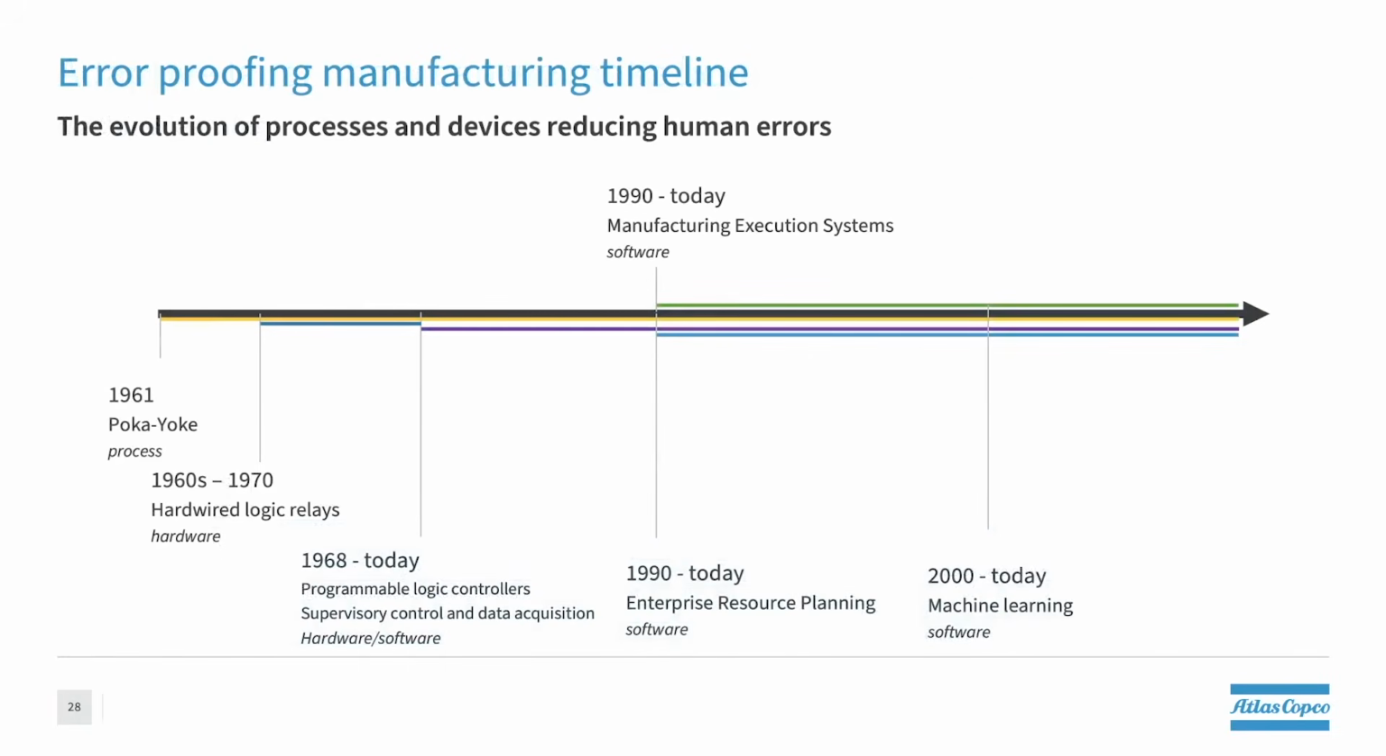So let's look at the timeline of error proofing within manufacturing. In 1961 was when Poka-yoke was introduced and this began to be widely adopted. Its meaning is to avoid careless mistakes. Many use this model to implement processes within manufacturing and begin the concept of error proofing.